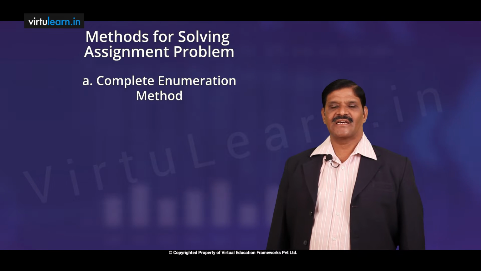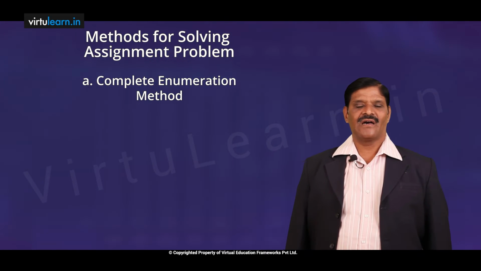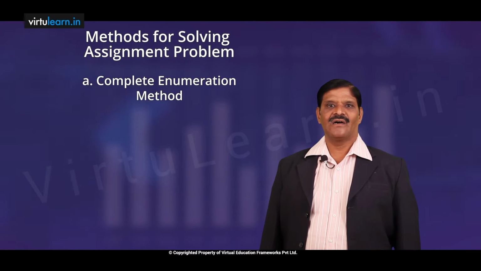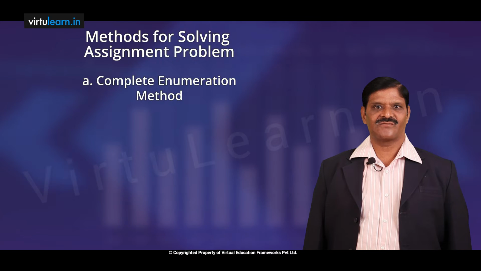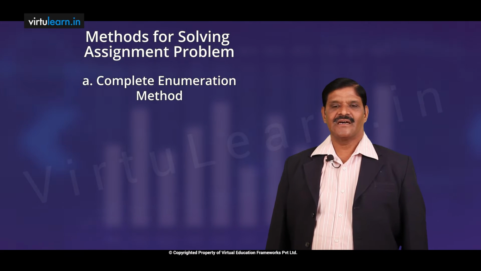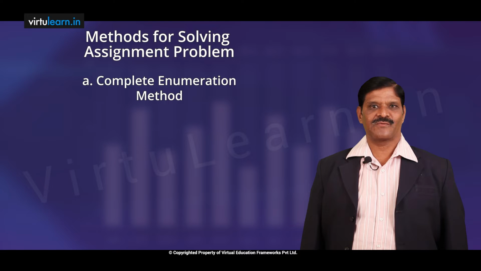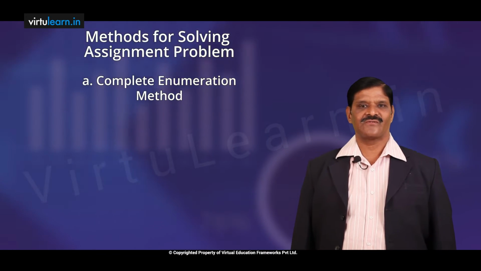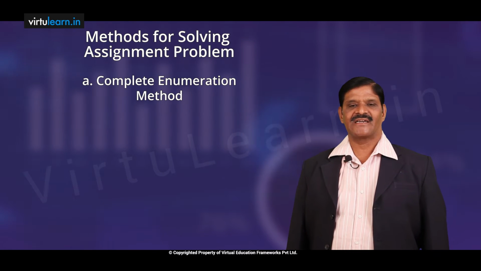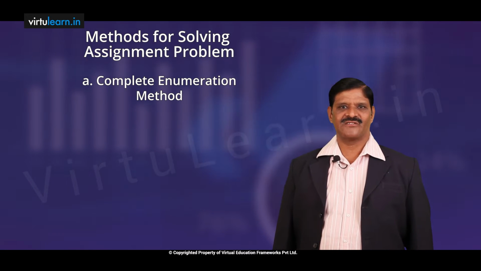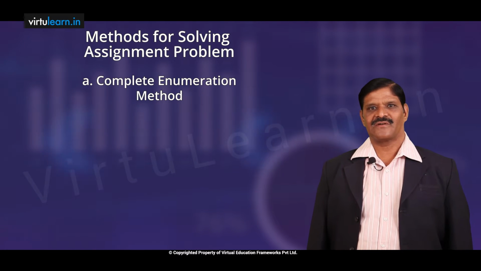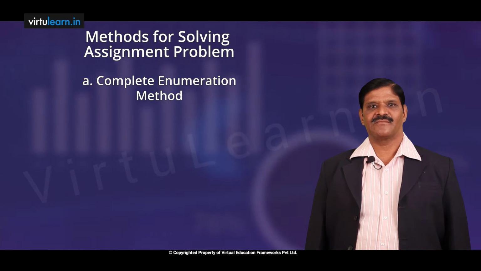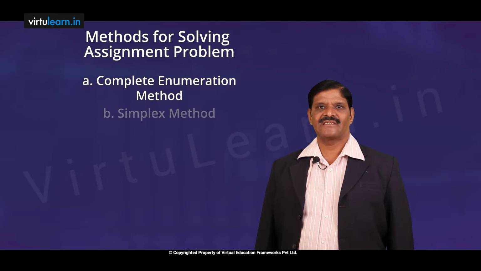That means we try to find out all possible combinations of how the jobs can be assigned to each worker. Then we find 4 factorial possible combinations, that is 4 into 3 into 2 into 1, that gives us 24 possible combinations, and it is a lengthy and time consuming exercise, so we don't prefer to solve the assignment problem with the enumeration method. And similarly, the second one we have is the simplex method.